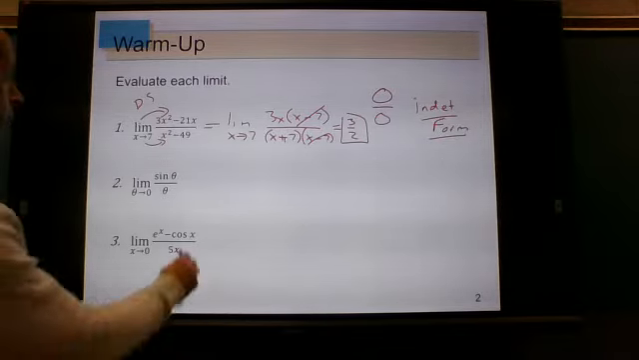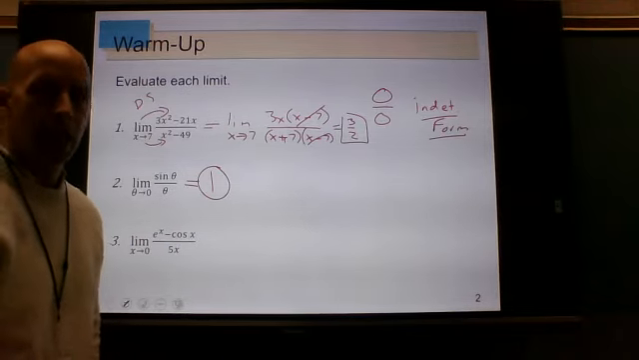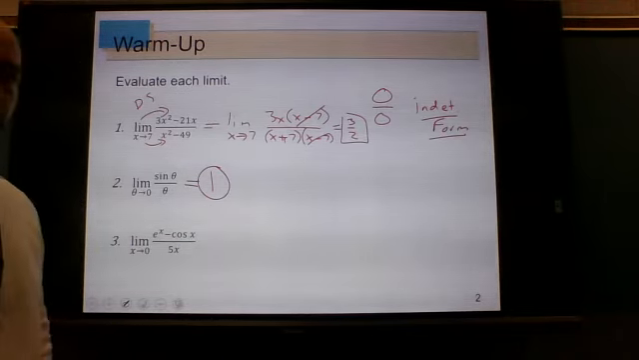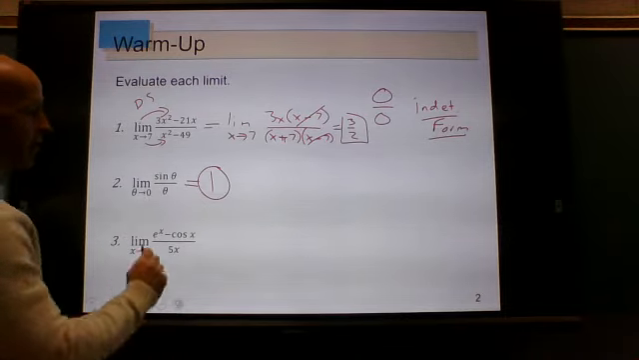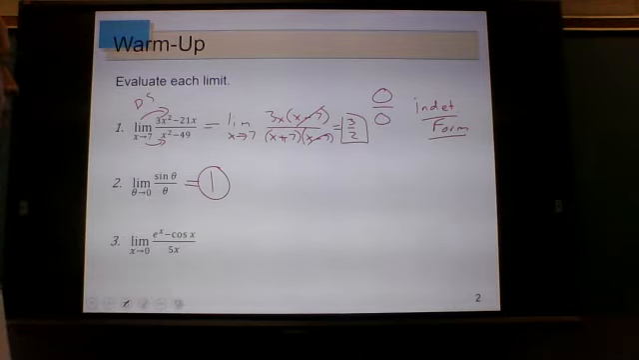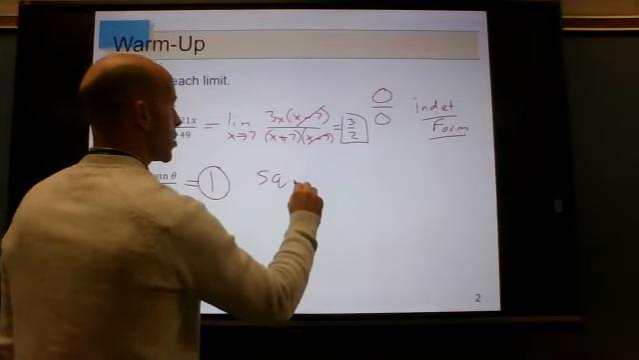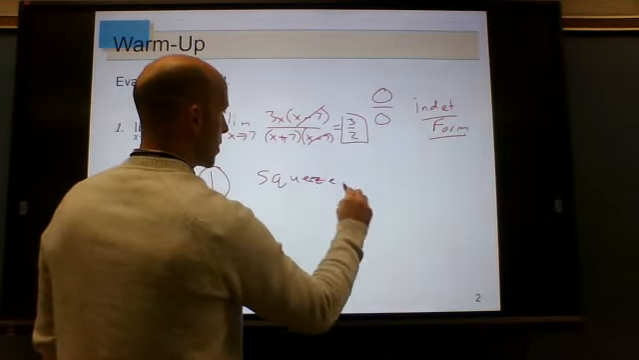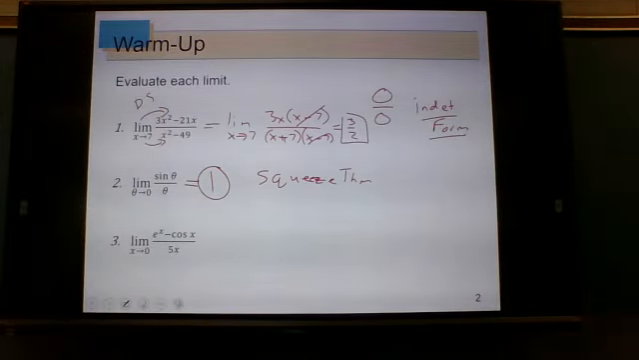Number 2, I claim that you should just know that that's 1. This is one of the limits that you were asked to memorize way back in Calc AB when you did chapter 1. There was actually another one that involved cosine. Let's not worry about that. We actually use something called the squeeze theorem to prove that in chapter 1.